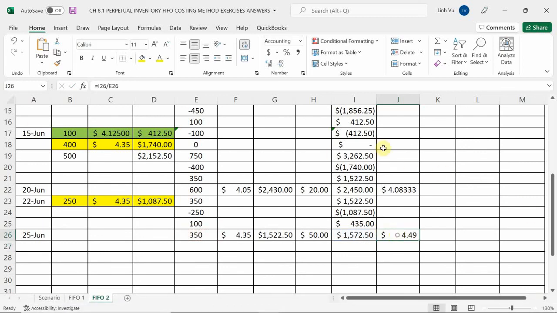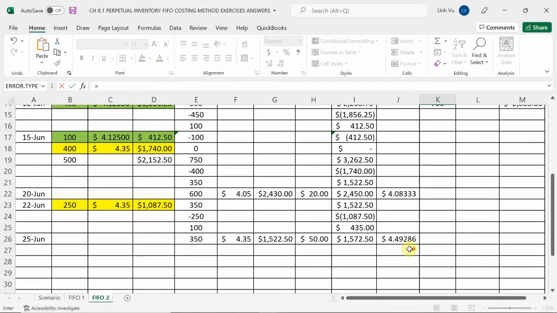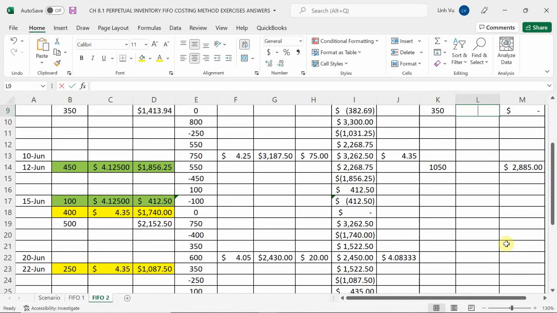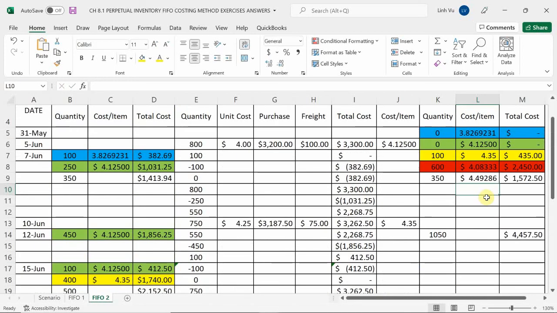$4.49. So let's double confirm. I think this is unrounded. So let me see. So it's actually 4.49286. Okay. So let's go ahead and pop this last inventory in here. So we just got 350 units at a total of $1572.50.